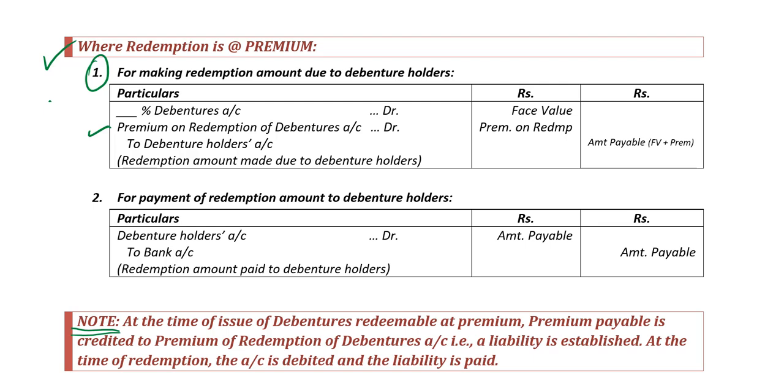So we've seen the journal entries when debentures are to be redeemed at par as well as when debentures are to be redeemed at premium. We will go on to look at the provisions of the Companies Act with respect to debenture redemption reserve, followed by debenture redemption investment.